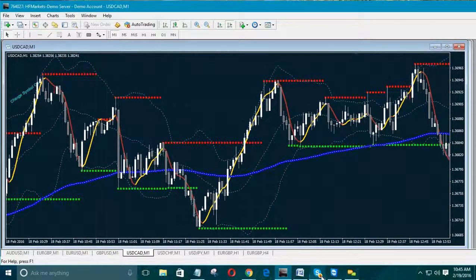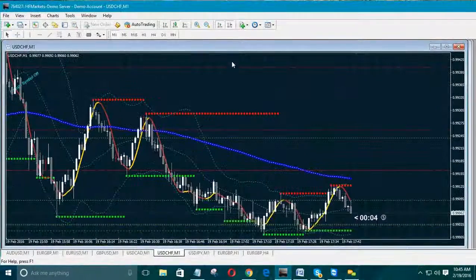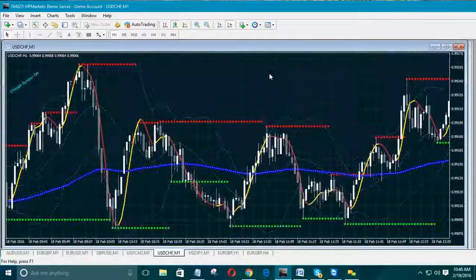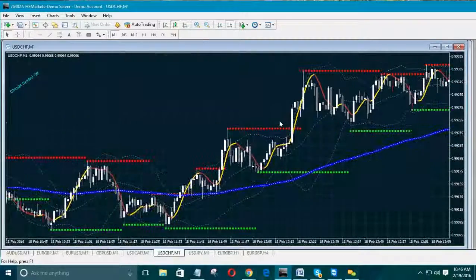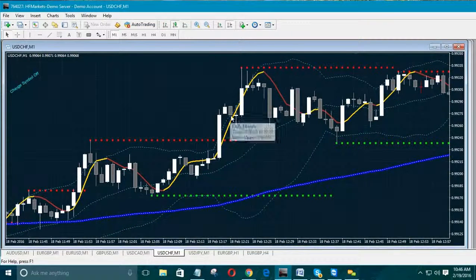Was this it? Let's see. USD Swiss. Okay, USD Swiss. The 18th at 12:20. Okay, so this one finishes at 273. This one finishes at 273 as well. Okay, so for me, I'm done. Like I stop after that. I tie and I stop.